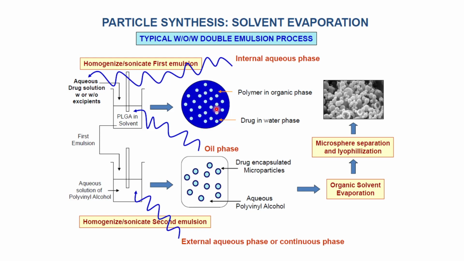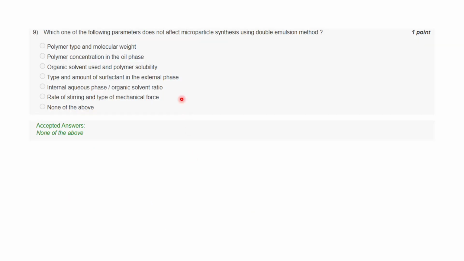Now, if you further put this particle in a bulk aqueous phase and again stir it, you will get something like this. The bulk of this, the white thing here, is your water phase. You will have a PLGA particle which will form a hollow sphere, and inside that you will have water, and that's where your drug will be trapped. So the question is asking us, in this entire process, what are the parameters which will not affect the particle synthesis? Definitely your polymer type and molecular weight is going to affect the concentration in the oil phase, what organic solvent you are using and how soluble your polymer is in that is going to matter.